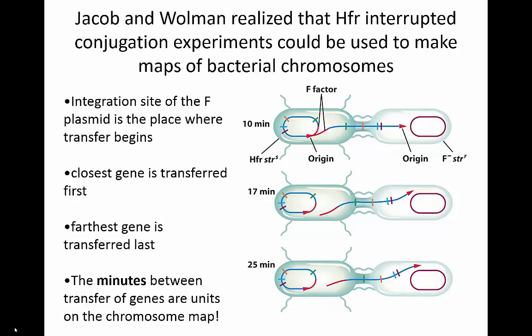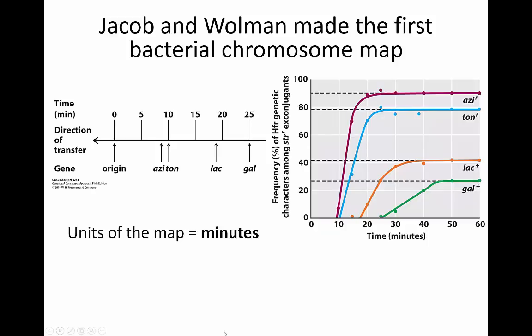If you wait a little bit longer, eventually you can get that orange gene transferred, and finally possibly the green gene. So Jacob and Wollman mixed these HFR cells together with F- cells for different periods of time and then allowed that mating and then put them in a blender to separate and break up that pilus. And what they measured then is how long did it take to get recombinants in which that particular gene had entered the neighboring cell. So here's an example of their data.